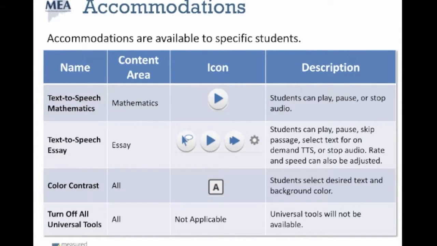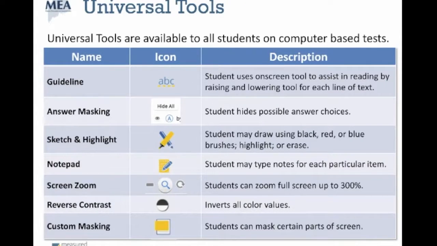Accommodations are available to specific students based on the assignment made in the administration component. The accommodations are text-to-speech mathematics, text-to-speech essay, color contrast, and turn off all universal tools. So if this accommodation is selected, then the student won't have access to any of these universal tools from our previous slide.